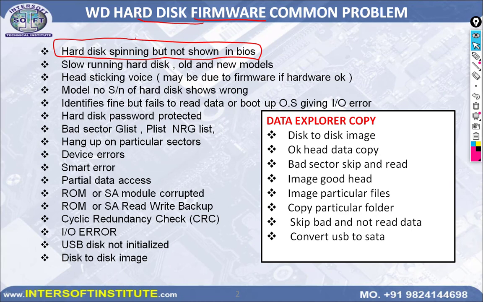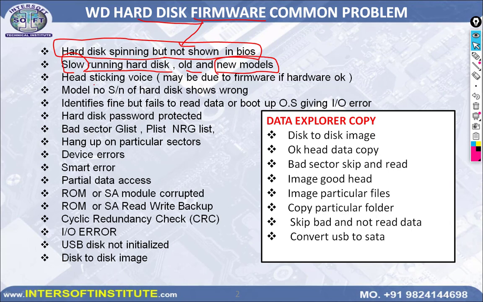So what are the related problems? If we can identify it is a firmware problem. The hard disk spinning but not showing in BIOS may be a firmware issue. Slow running hard disk: the hard disk health is okay, every head is okay, everything is okay, but due to firmware bugs it will run slow. So we have to repair the firmware bugs, then it will run fast in an old model. In new models also there are some functions through which it will run fast.